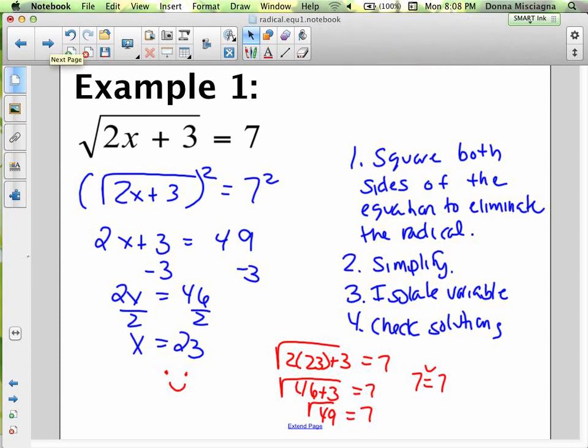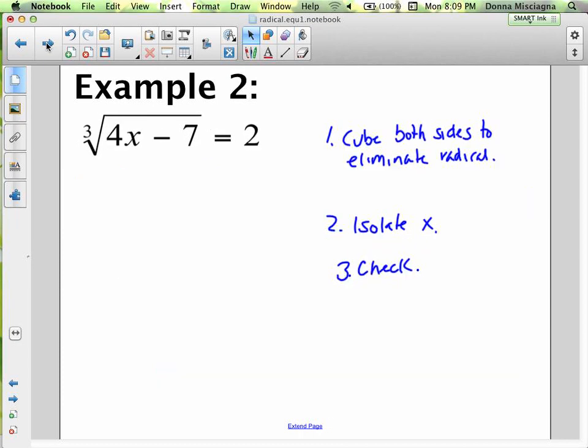Now, they're going to be of varying difficulty, but that's the basic idea. We're going to make sure our radical is isolated. We're going to square or cube or whatever exponent it is, both sides of the equation to eliminate the radical. We'll simplify, we'll isolate the variable, and we'll check our solution. All right, let's solve another one. So now we have the cube root of 4x minus 7 equals 2. Now we cube both sides because we have a cube root.